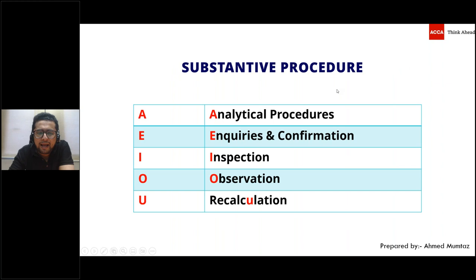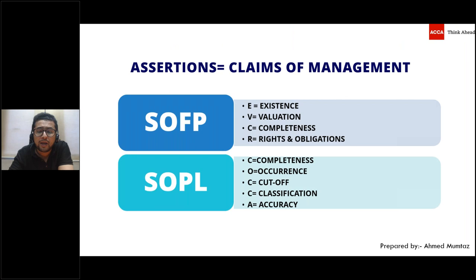Because the management is claiming something and we need to verify that claim. That's what we are paid for. This is the objective of the auditor. At the end of the day, you are going to draft an auditor's report. You are going to come up with the audit opinion, which is an important topic for your AA, which I'm going to teach you tomorrow.